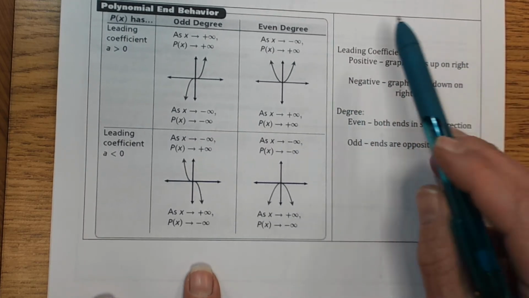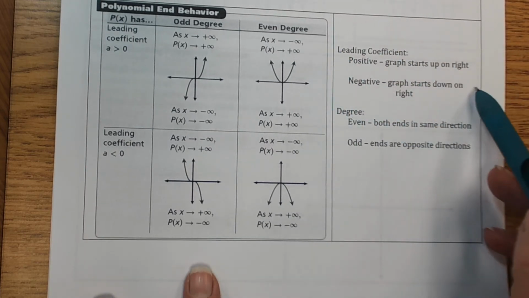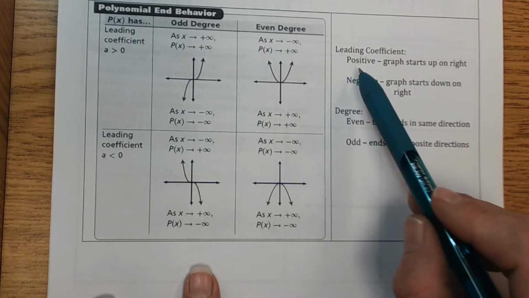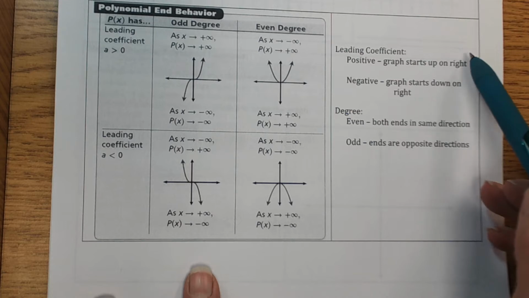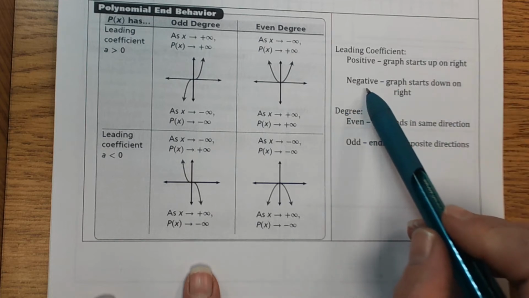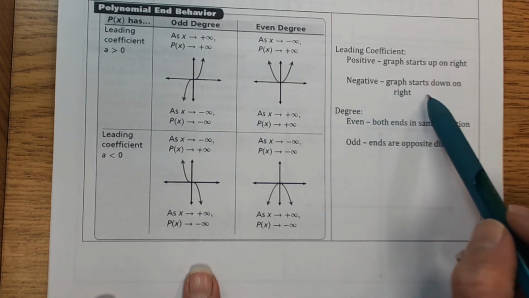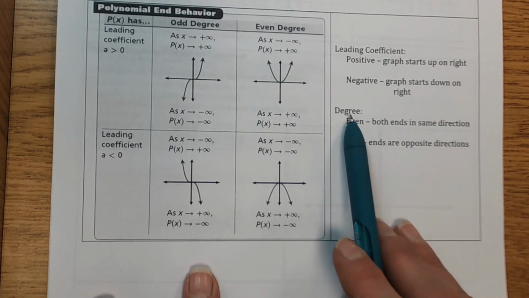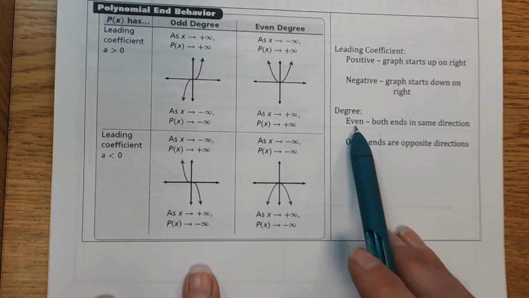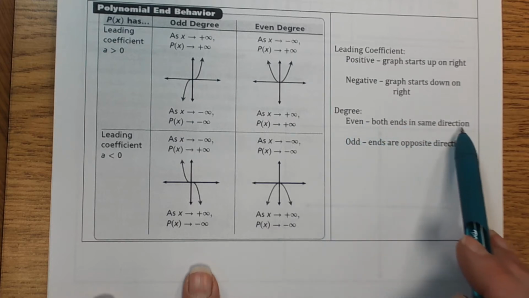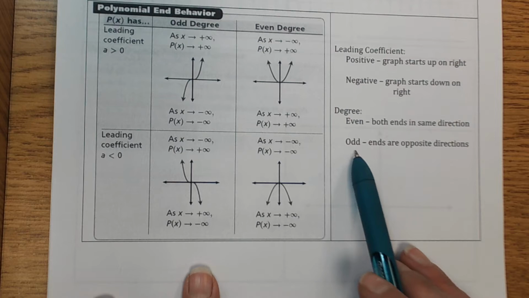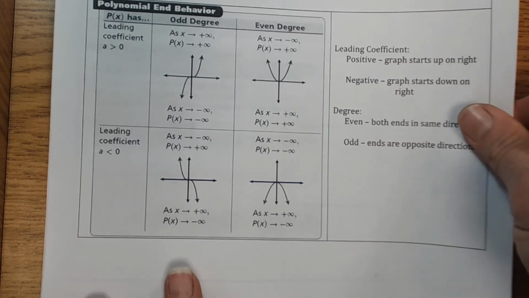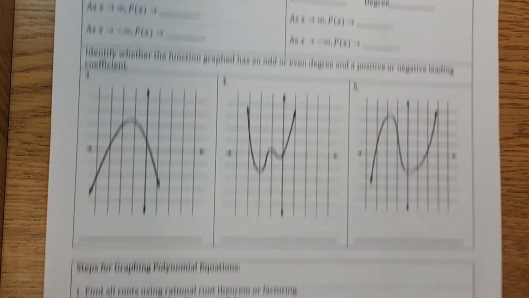And so again, these are the general rules that we were using with the wave. If they have a positive leading coefficient, the graph starts up on the right. If it has a negative leading coefficient, then the graph starts down on the right. And then we talk about that degree. Remember, if it's even, so 2 or 4 or whatever, then both ends point in the same direction. And if it's odd, then they're going in opposite directions. All that should be somewhat familiar because we did use all of these rules with the wave.